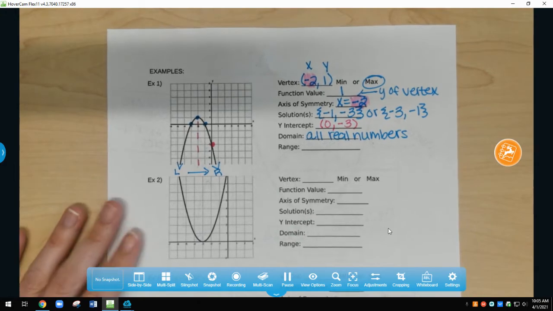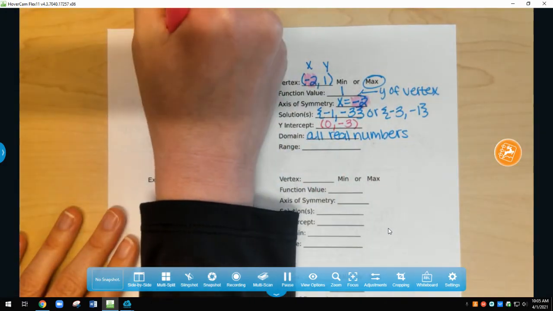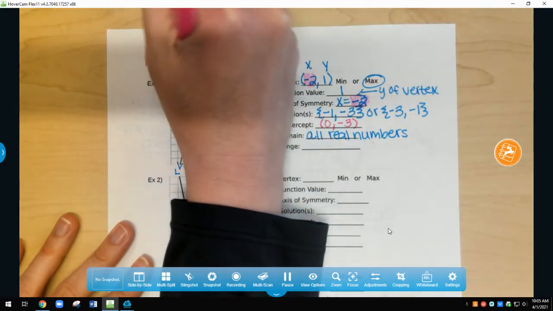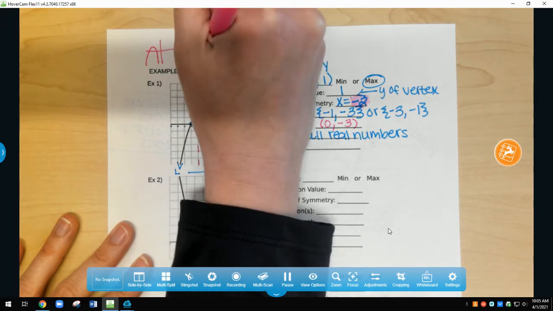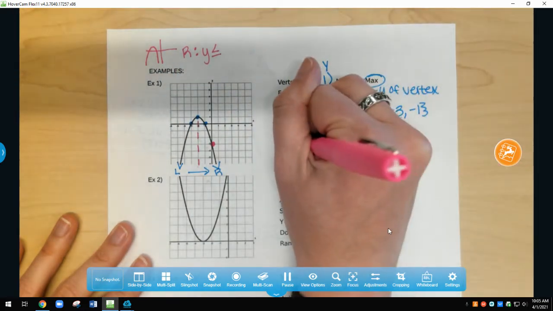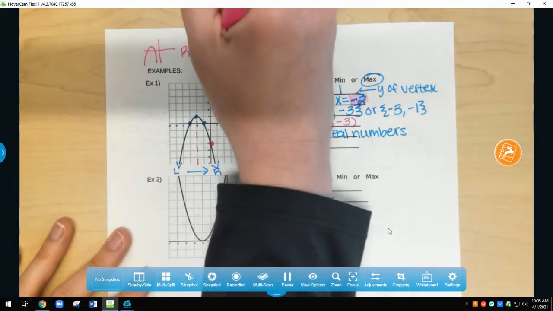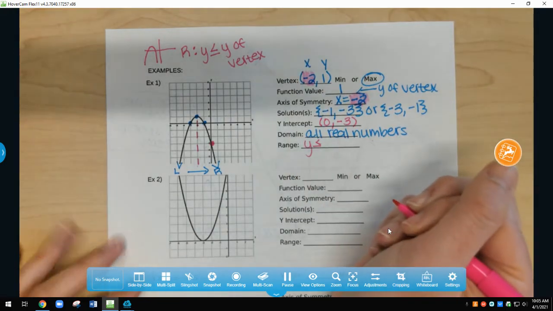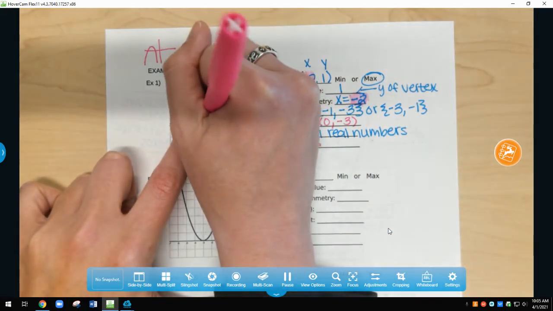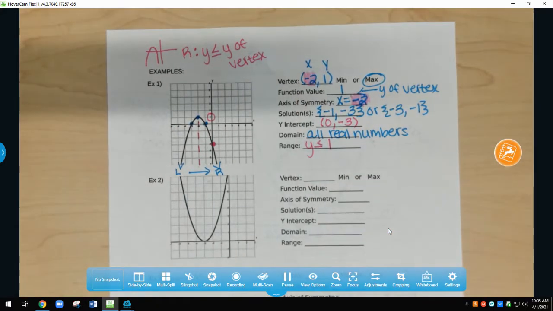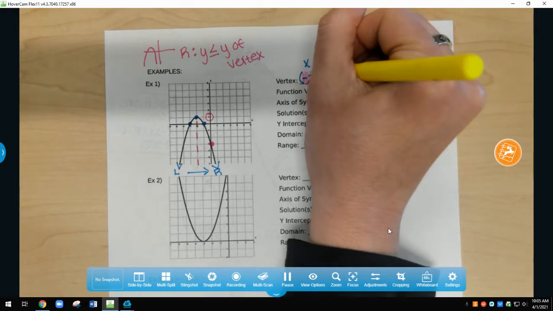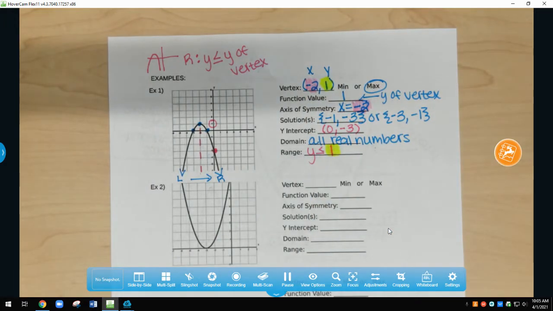Okay, we set this on the other side, but just so you get a refresher, if it opens down, our range is going to be y is less than or equal to the y of the vertex. Okay, so the y of my vertex is 1, so y is less than or equal to 1. So the value on your range should always match the y value on your vertex.